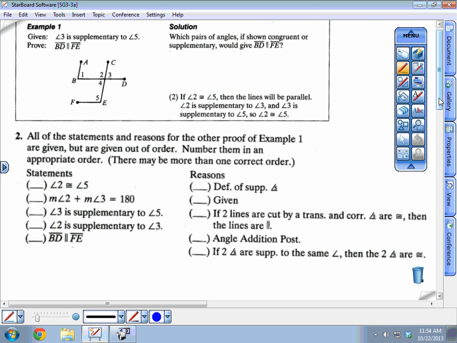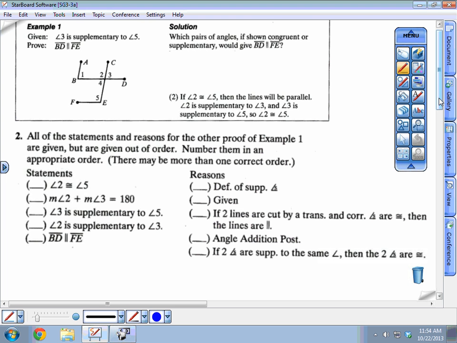Angle 2 is supplementary to angle 3, okay? And angle 3 is supplementary to angle 5, okay? So angle 2 is congruent to angle 3. Okay? Now let's take a look at this.